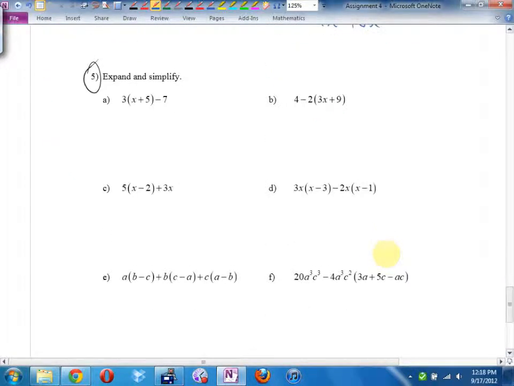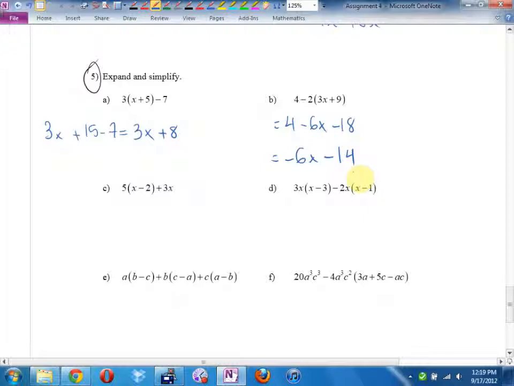Number 5, expand and simplify. 3x plus 15 minus 7, it's going to be 3x plus 8. 4 minus 6x minus 18 is going to be a negative 6x, and then 4 take away 18 is negative 14. You could have written negative 14 minus 6x, but if we have a choice, if it's one variable, we usually go biggest degree to smallest degree. So our answers look the same. Is that right so far? 5x minus 10 plus 3x, I'm pretty sure is going to be 8x minus 10.